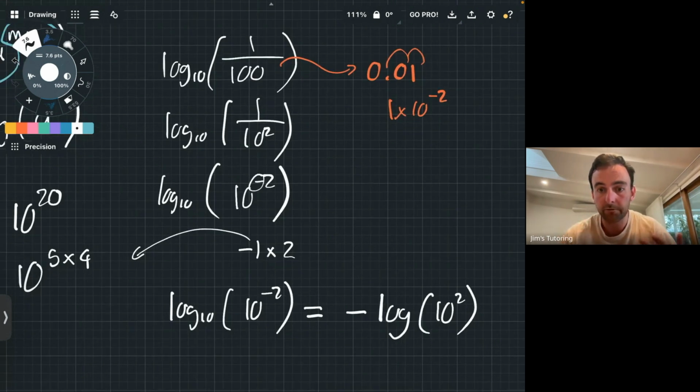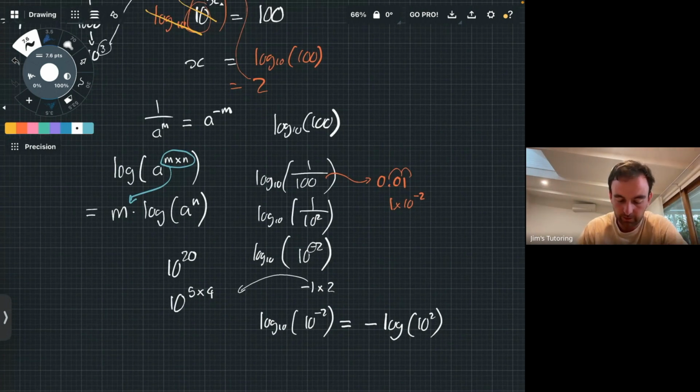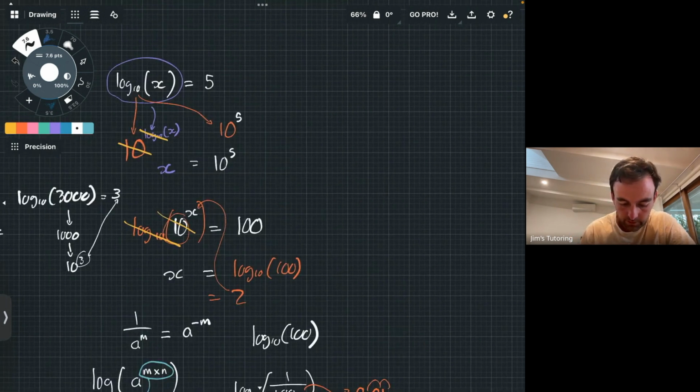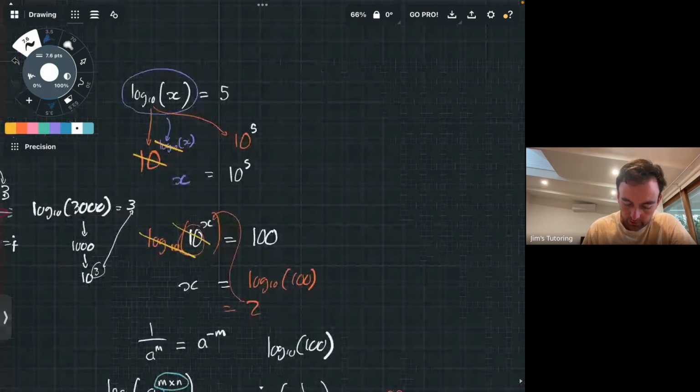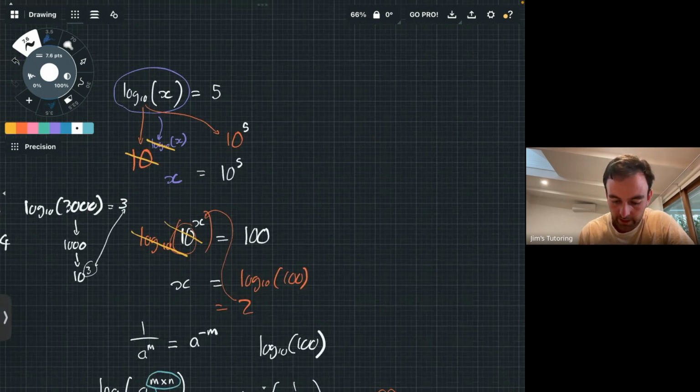And if that negative power is still tripping you up, you can take the negative out at the front of the log. Okay, so that's just a little breadcrumb for what might be coming up later. So that's everything on log with the base 10.